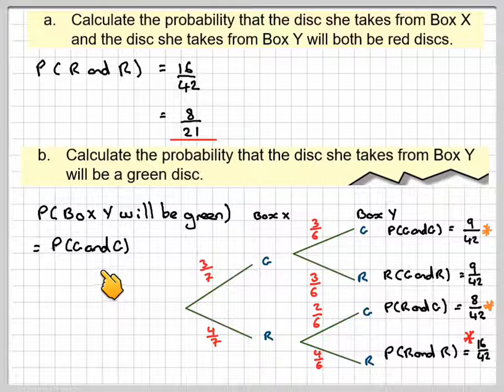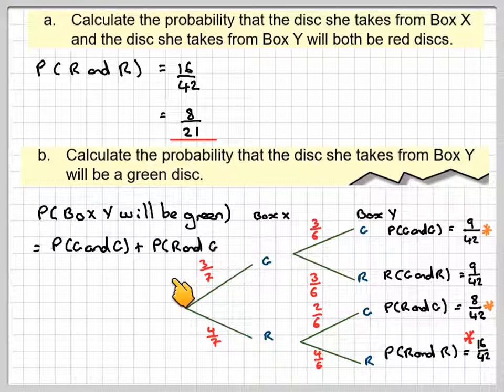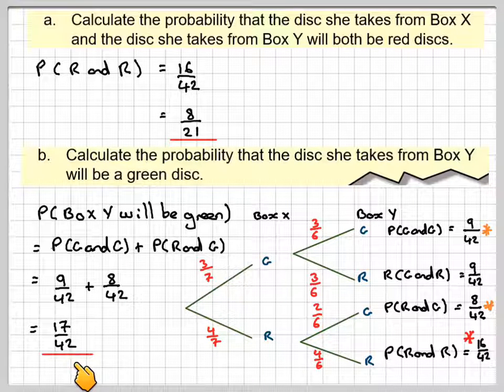So the probability of a green and a green plus the probability of a red and a green. So that's green from box X and green from box Y. Red from box X, green from box Y. So it's going to be 9 out of 42 plus 8 out of 42, which is equal to 17 out of 42.